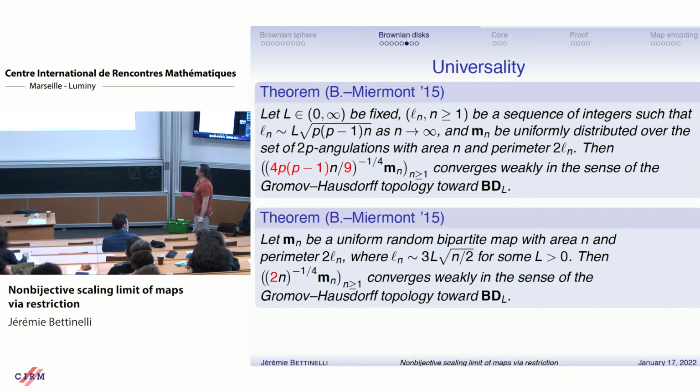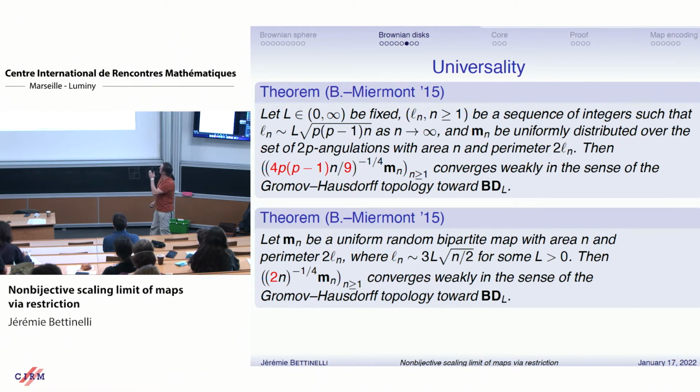Also, if you take a uniform bipartite map with a given area and perimeter, where the parameter is also always in the regime of the square root of n, then you have convergence to the Brownian disk. I didn't say what bipartite is, but the technicality is that all the faces have to be of even degree. And actually removing this constraint is quite annoying.